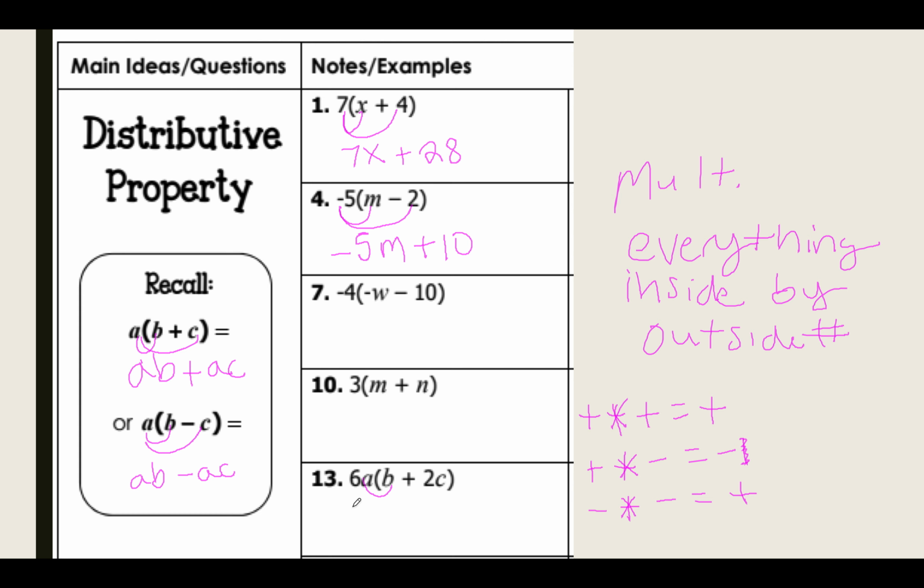6a times b is going to just be 6ab. 6a times 2c: 6 times 2 is 12, a times c is going to be ac. Can't combine these guys, so even though they have an a, this one has a b, and this one has a c, so they're not the same term, so we can't add them together. Okay, so try number 10, come back and see if you've gotten it correct.